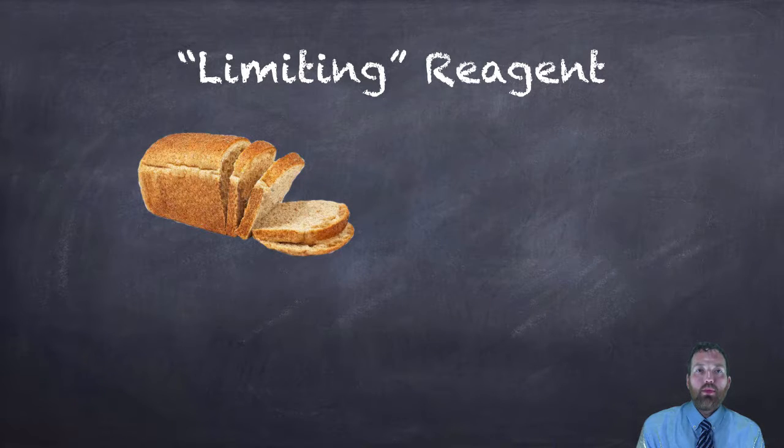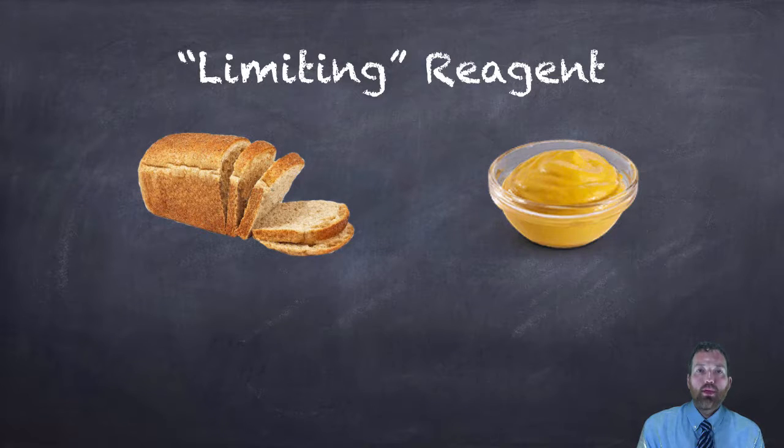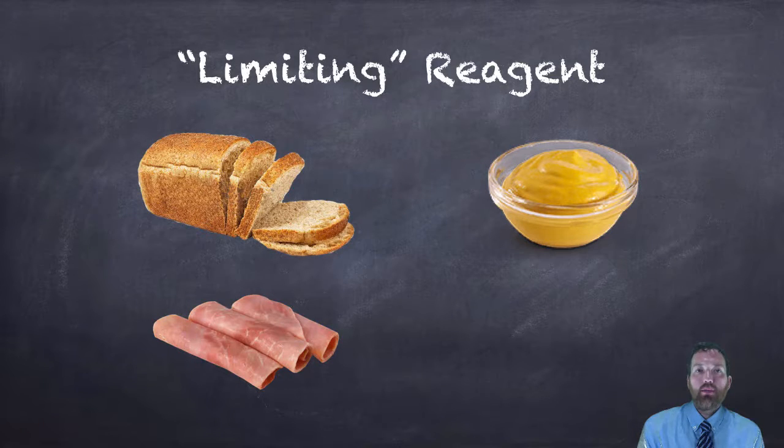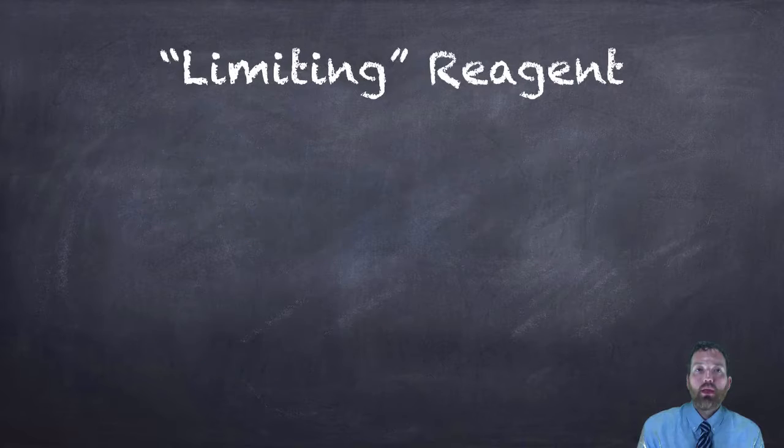So if I had a loaf of bread, a bowl of mustard, and 3 slices of ham, how many ham sandwiches can I make? Well, the answer is obviously 3. Put a minimum of 1 slice of ham per sandwich because I'm going to run out of the ham before I run out of the bowl of mustard or the loaf of bread.